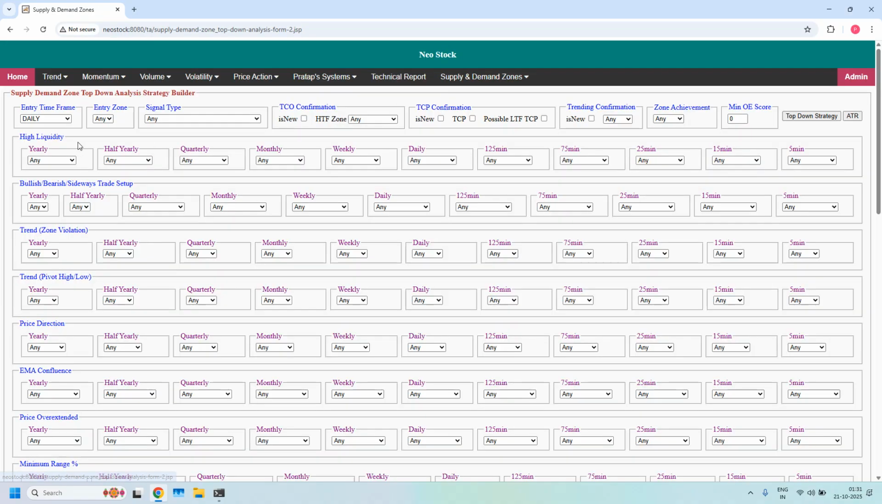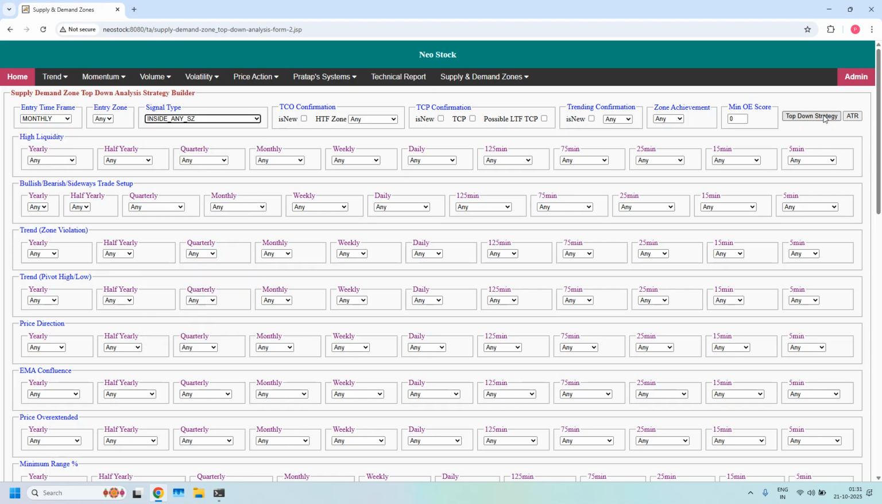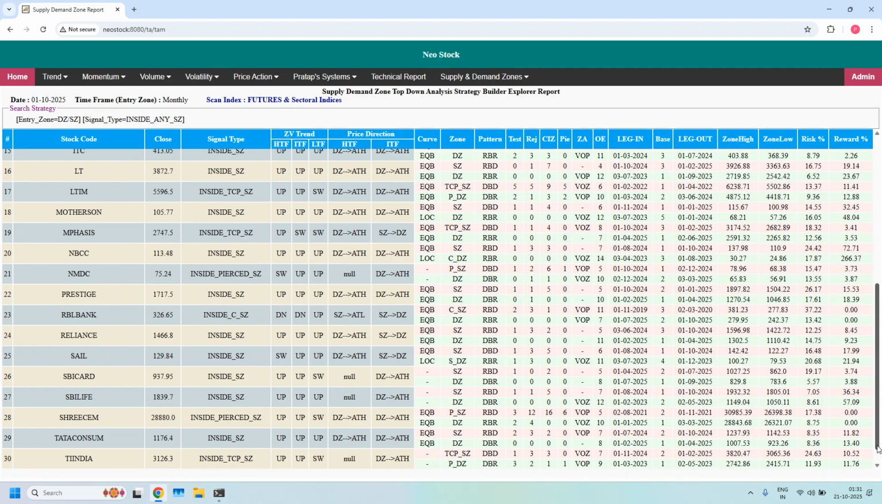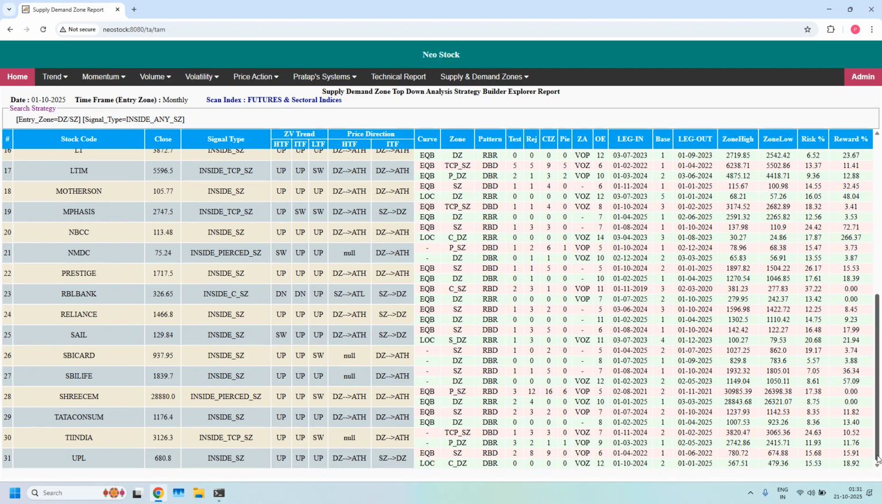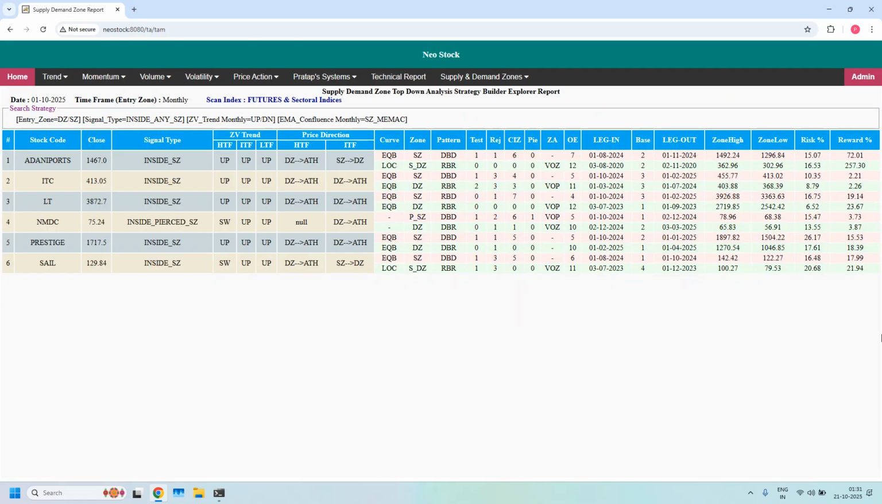Okay, next price closed inside the monthly supply zone. First 15 stocks in the list. I'm scrolling the list down. Total 31 stocks are filtered. We can further filter this list based on the monthly supply zone having monthly EMA confluence. At the same time, the trend on the monthly should not be sideways. We got 6 stocks.